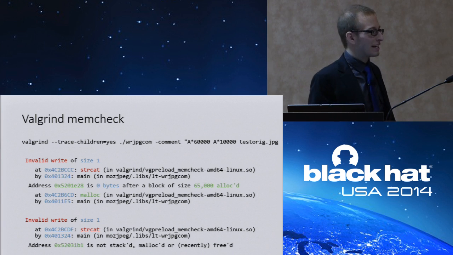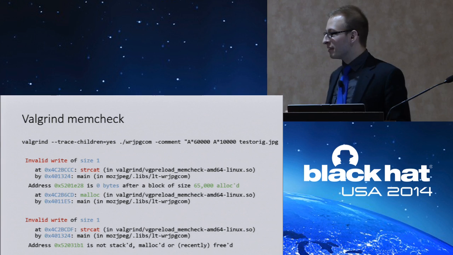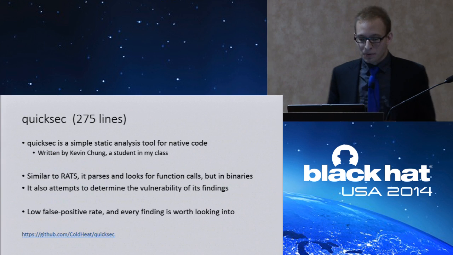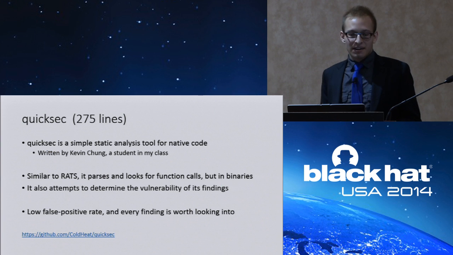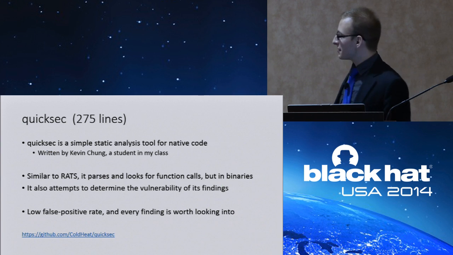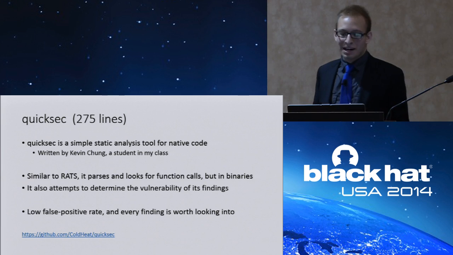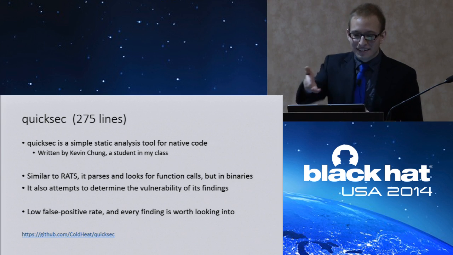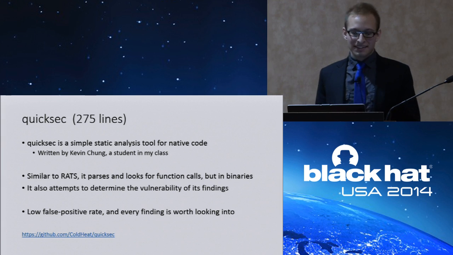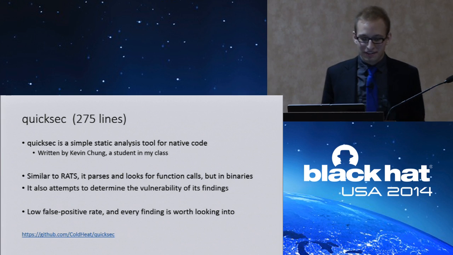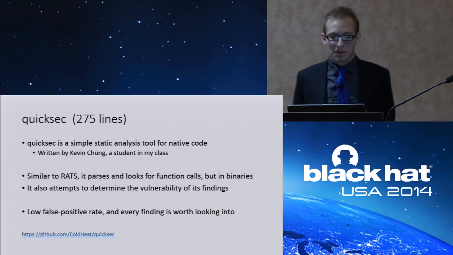But let's say we don't have test cases for this vulnerability. How can we find it? So I want to introduce a tool called QuickSEC. QuickSEC is a simple static analysis tool for native code. It's written in IDA Python, by Kevin, who's sitting right over here, a student in my class. It's very similar to RATS in that it parses and looks for function calls, but instead of in source code, it looks for it in binaries.